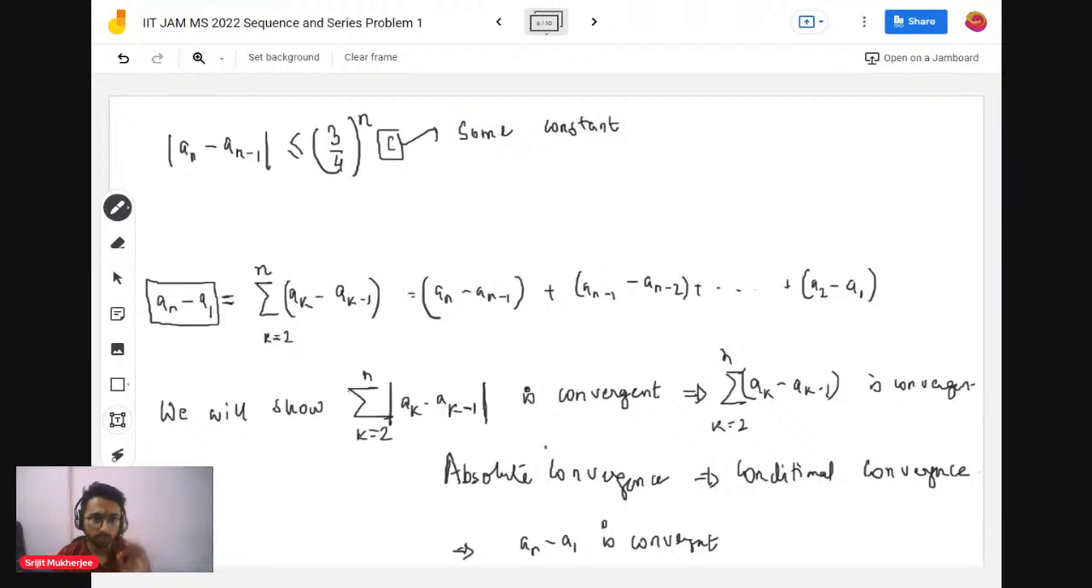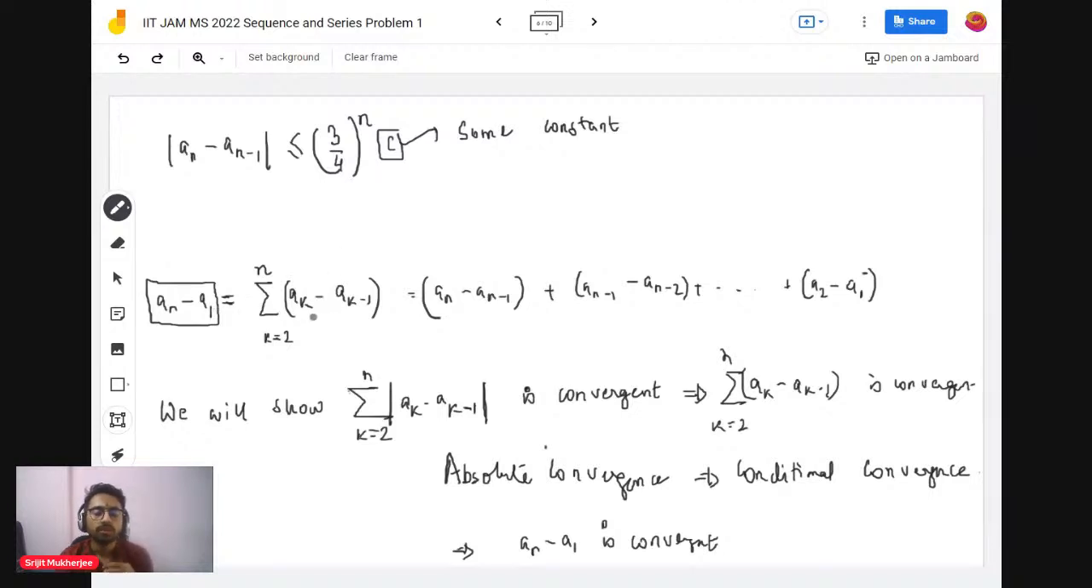Now observe this very carefully. We can write a_n minus a_1 as a telescopic sum where each individual term gets cancelled: (a_n minus a_{n-1}) plus (a_{n-1} minus a_{n-2}) and so on, where each of these will cancel and only a_n minus a_1 will be left. This being a tongue twister for me, I hope it's not getting confusing for you. So a_n minus a_1 can be written as this sum.